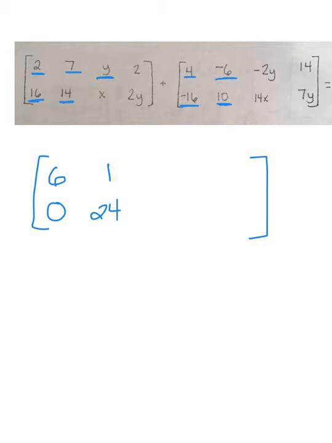Y plus -2y. So that's like 1 yogurt minus 2 yogurts. You're a negative yogurt, so a negative y. X plus 14x, that's having another x. So it's 15x. 2 plus 14, 16. 2y plus 7y is 9y. So your answer looks the exact same size and shape as the 2 problems that were added together.